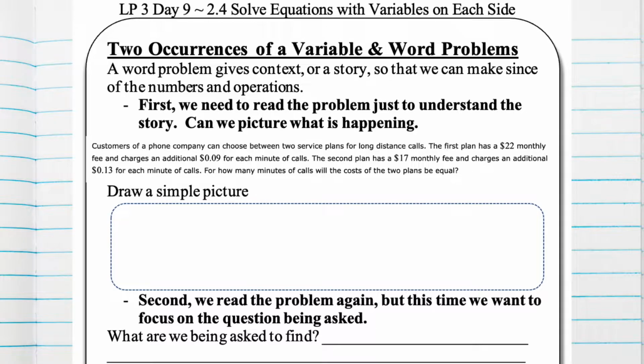Okay, so we're going to continue looking at two occurrences of a variable, and we're going to specifically apply this to a word problem. I know it's everybody's favorite, the second we hear word problem. Remember, we can break this down. We're going to do a 3-read strategy.